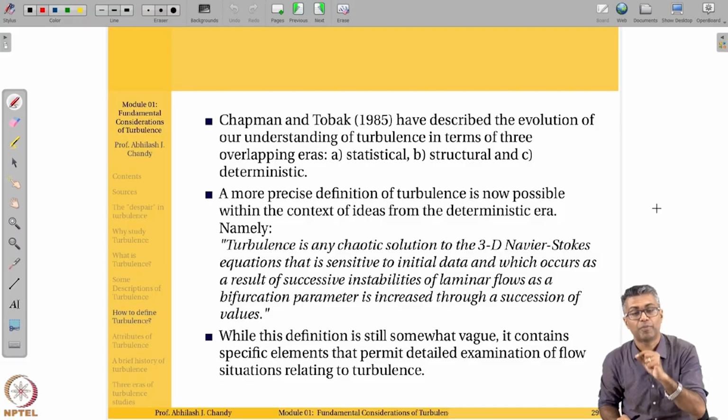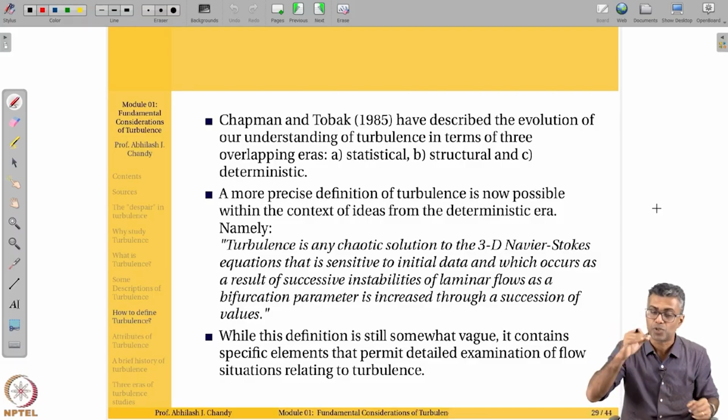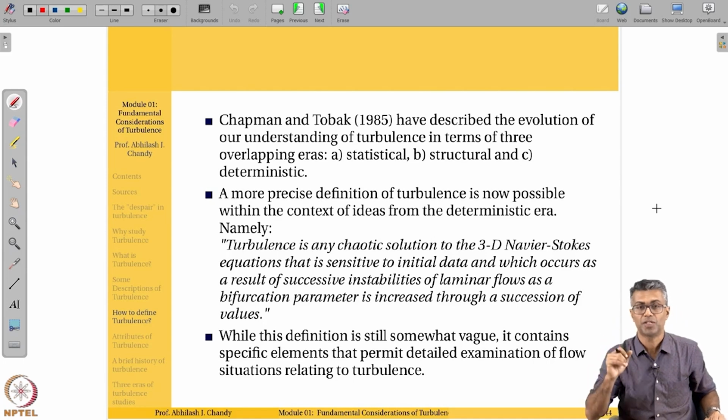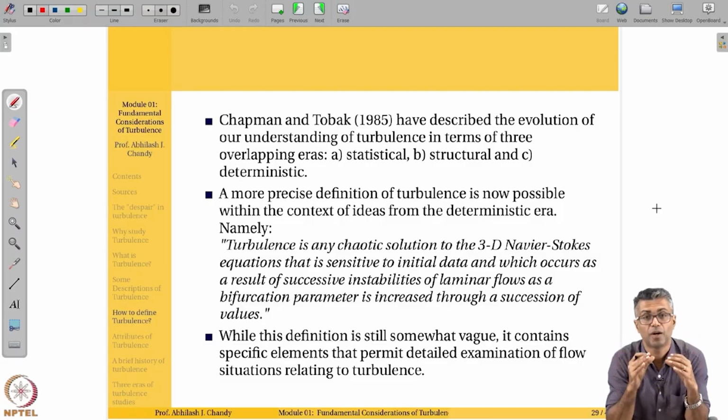As a bifurcation parameter increases through a succession of values, as you keep increasing the Reynolds number, you start to see instabilities in the flow, disturbances in the flow, which will eventually lead to turbulence. So this is now the modern definition of turbulence. Is this complete? No. But this is the definition that is used in the modern era.